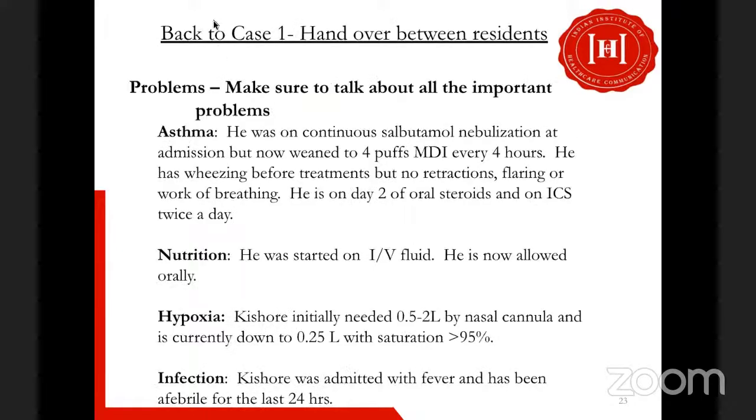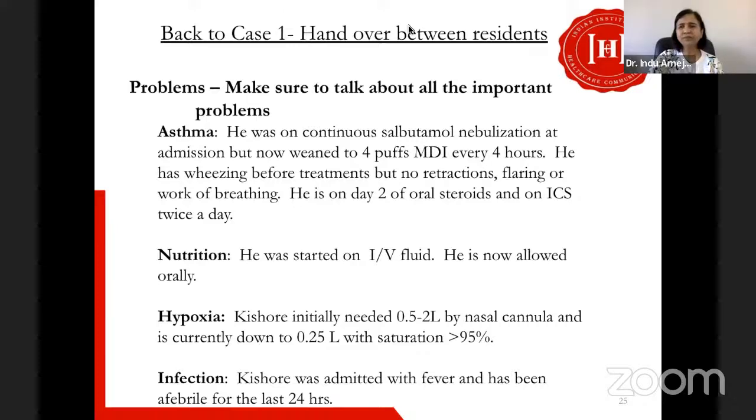Besides this, I think we need to talk about a couple of other things. For example, his condition of asthma and how it got triggered. Also about nutrition. Also the amount of oxygen we are giving right now.